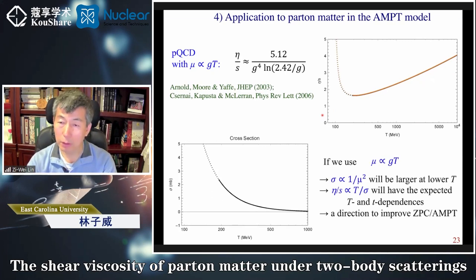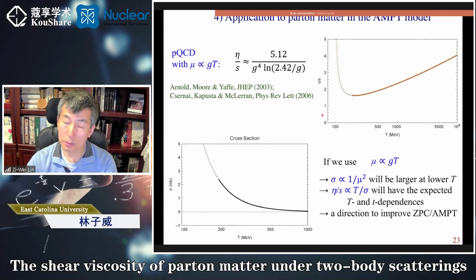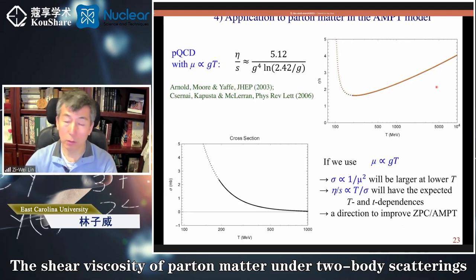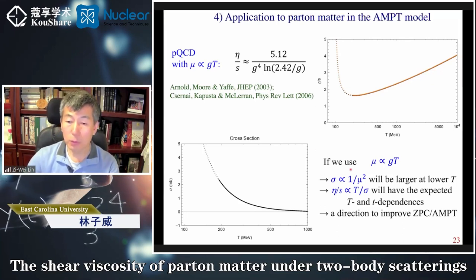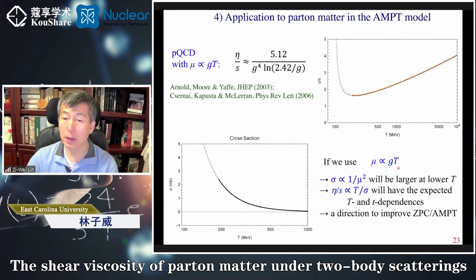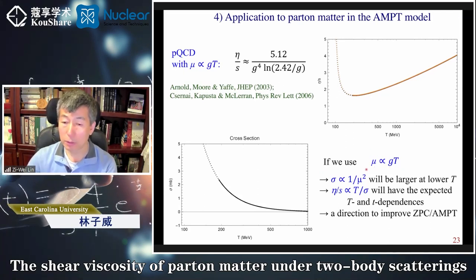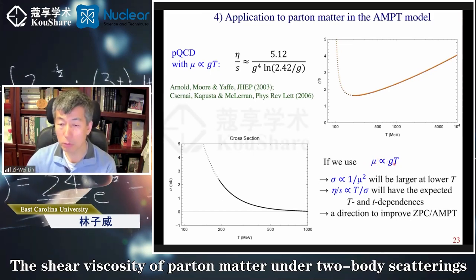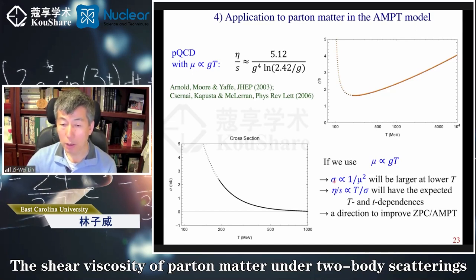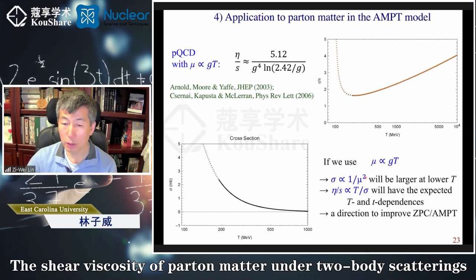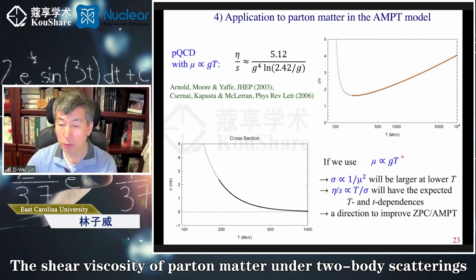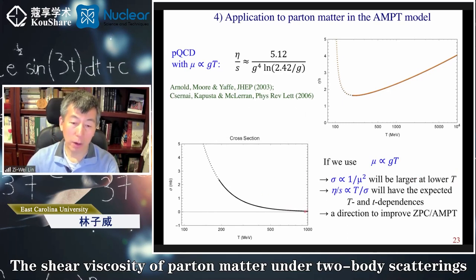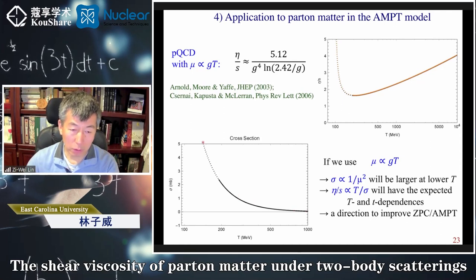However, in AMPT, as we have seen, the trend is opposite. That's because we are using a constant cross section or constant screening mass. If we would use a temperature-dependent screening mass μ as motivated by finite temperature pQCD, then μ would be proportional to gT. And because σ is proportional to 1 over μ squared, σ will be proportional to 1 over g squared T squared, and at the lower temperature, σ will be higher. So the parton cross section will depend on the temperature like this.